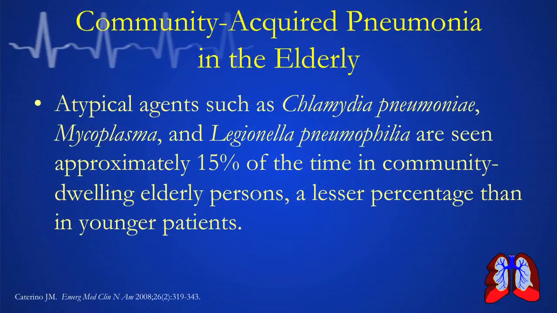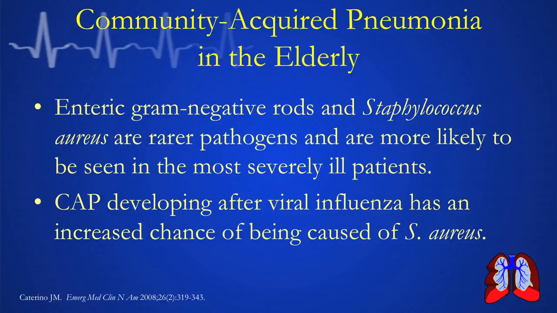Atypical agents such as chlamydia pneumonia, mycoplasma, and Legionella are seen in approximately 15% in the community-dwelling elderly patients, lesser percentage than in the younger patients. Your Levaquin, your Rocephin, Zithromax will cover these as well. Enteric gram-negative rods and Staph aureus are rarer pathogens and are more likely to be seen in the most severely ill patients. Community-acquired pneumonia developing after viral influenza has an increased chance of being Staph aureus. Again, driving that home because now you have Rocephin, Zithromax plus Vanco, Levaquin plus Vanco.